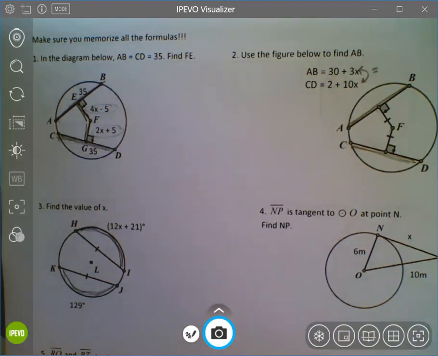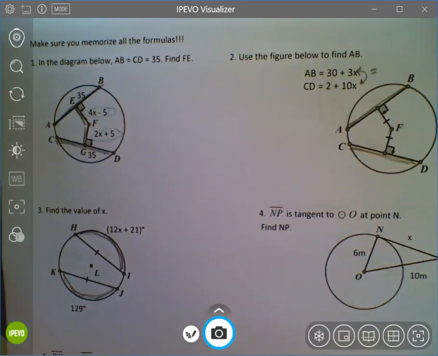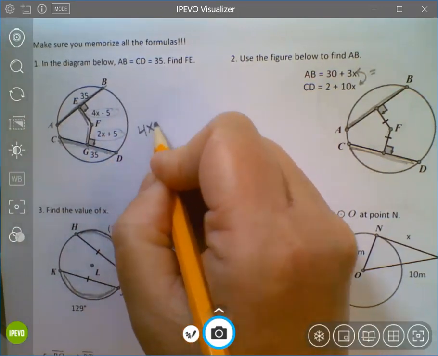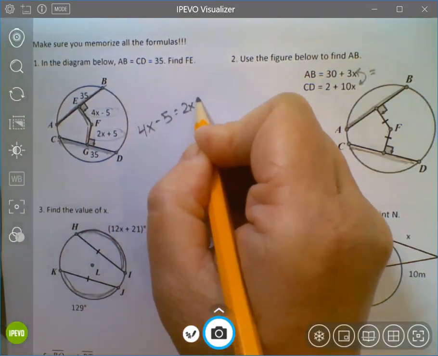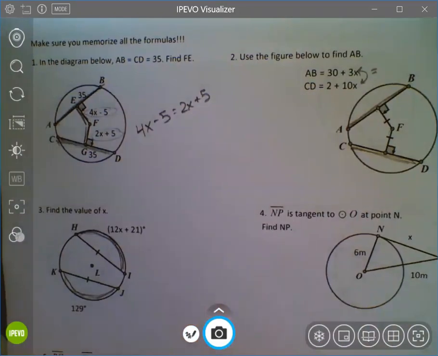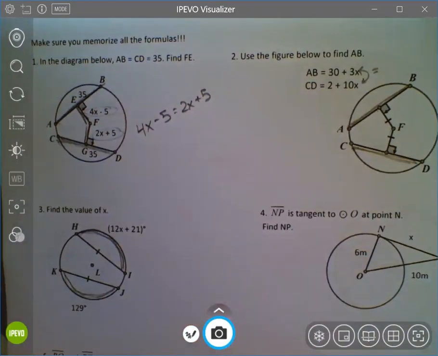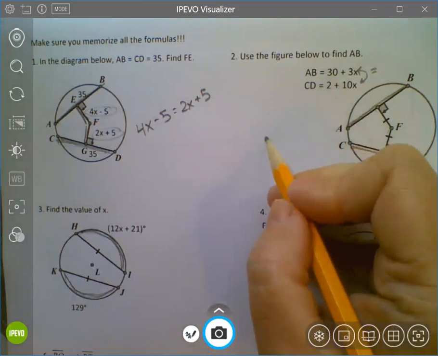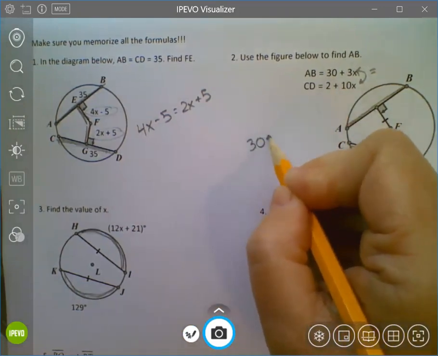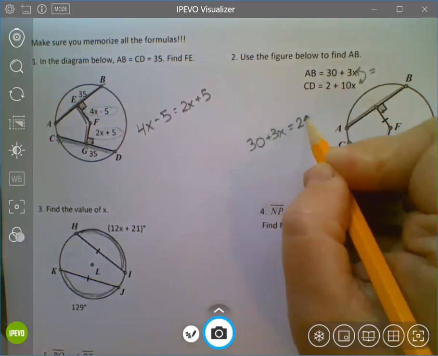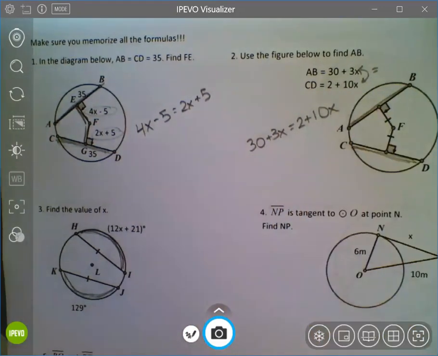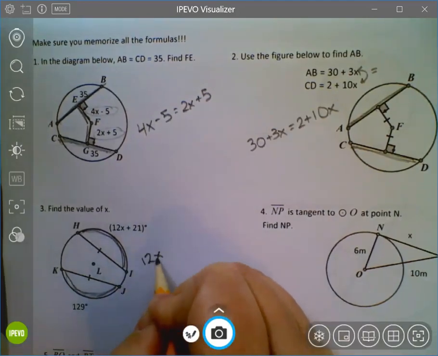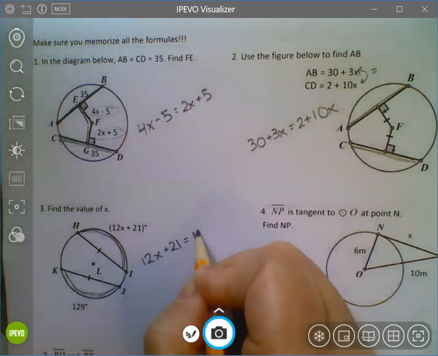So on each of these, we just have an equation. We just have to solve for x, and then in some cases, plug back in. So for number 1, these two little line segments are equal. That's 4x minus 5 equals 2x plus 5. I'm going to go ahead and set up all 3 equations, and if that's good enough for you, you can stop there. If you need help with solving, you can continue to watch. So on number 2, we would say 30 plus 3x equals 2 plus 10x, setting these two chords equal to each other. And on number 3, we would set the two arcs equal to each other. So that's 12x plus 21 equals 129.